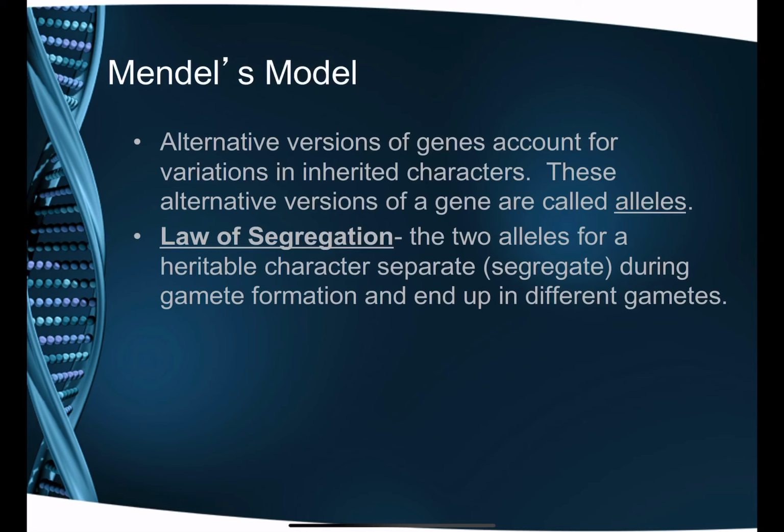So, Mendel said, after he did these experiments and made these models, that alternative versions of genes account for the variations in inherited characters. These alternative versions of a gene are called alleles. We are representing our alleles as big F, little F, okay? Two alleles code for a gene. One from mom and one from dad, okay? You can get your big F from your mom and your little F from your dad. Or maybe you get a big F from both parents or a little F from both parents. But two alleles code for a gene, okay?